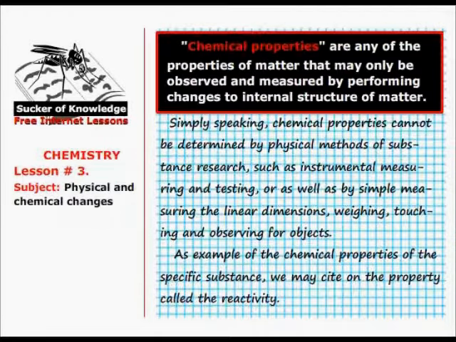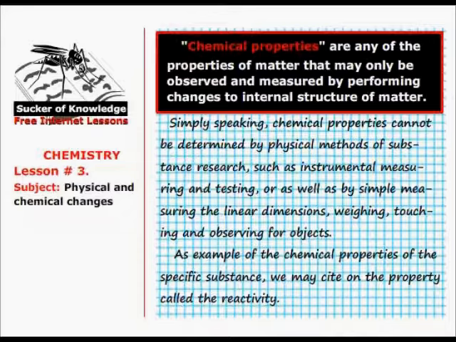Chemical properties are any of the properties of matter that may only be observed and measured by performing changes to the internal structure of matter. Simply speaking, chemical properties cannot be determined by physical methods of substance research, such as instrumental measuring and testing, or by simply measuring the linear dimensions, weighing, touching, and observing objects.